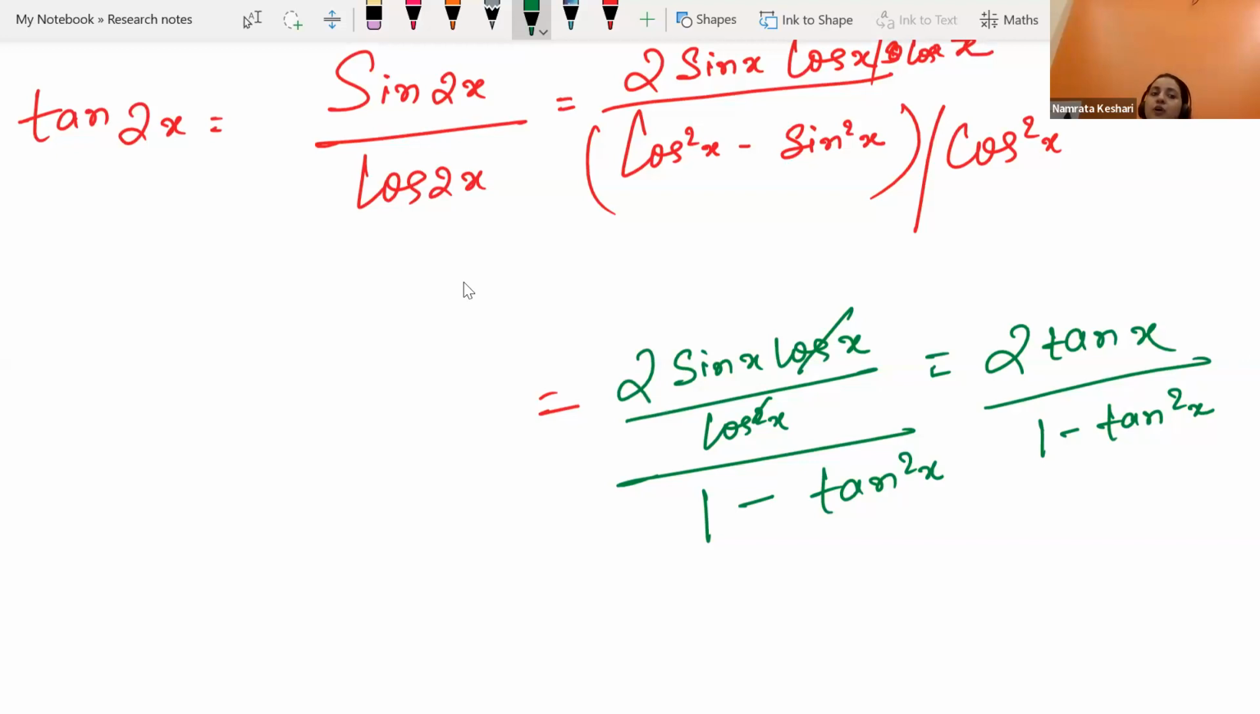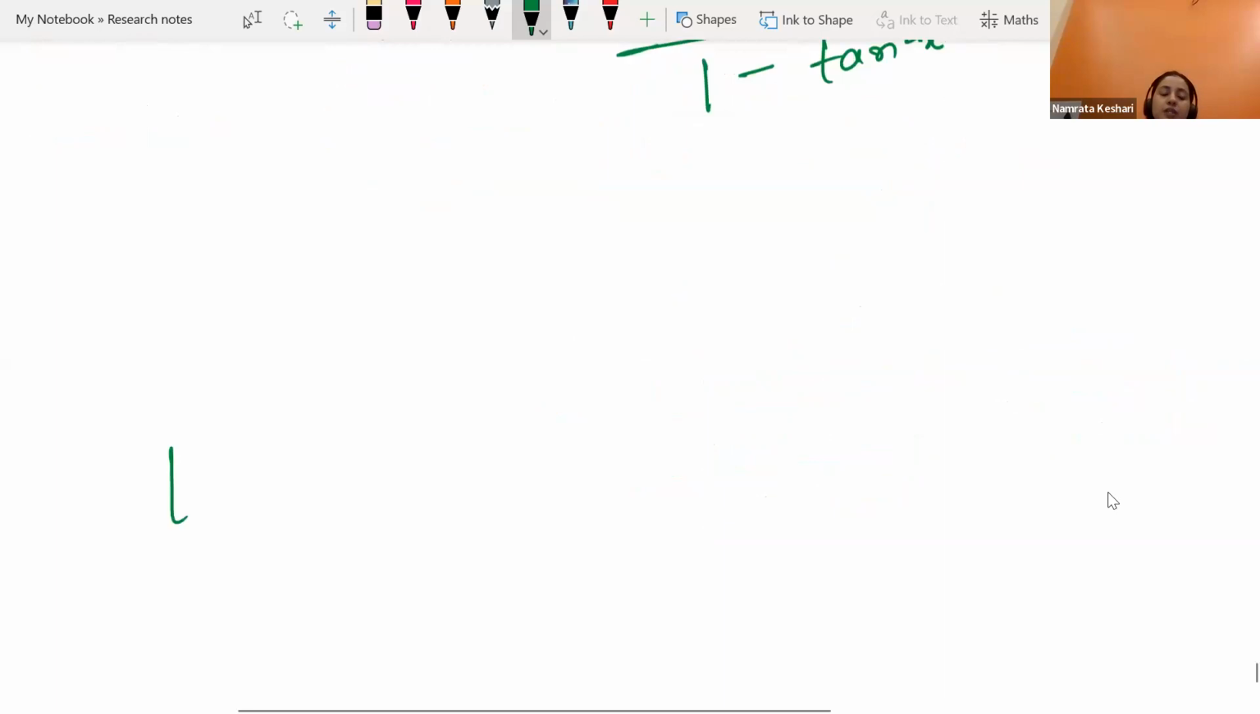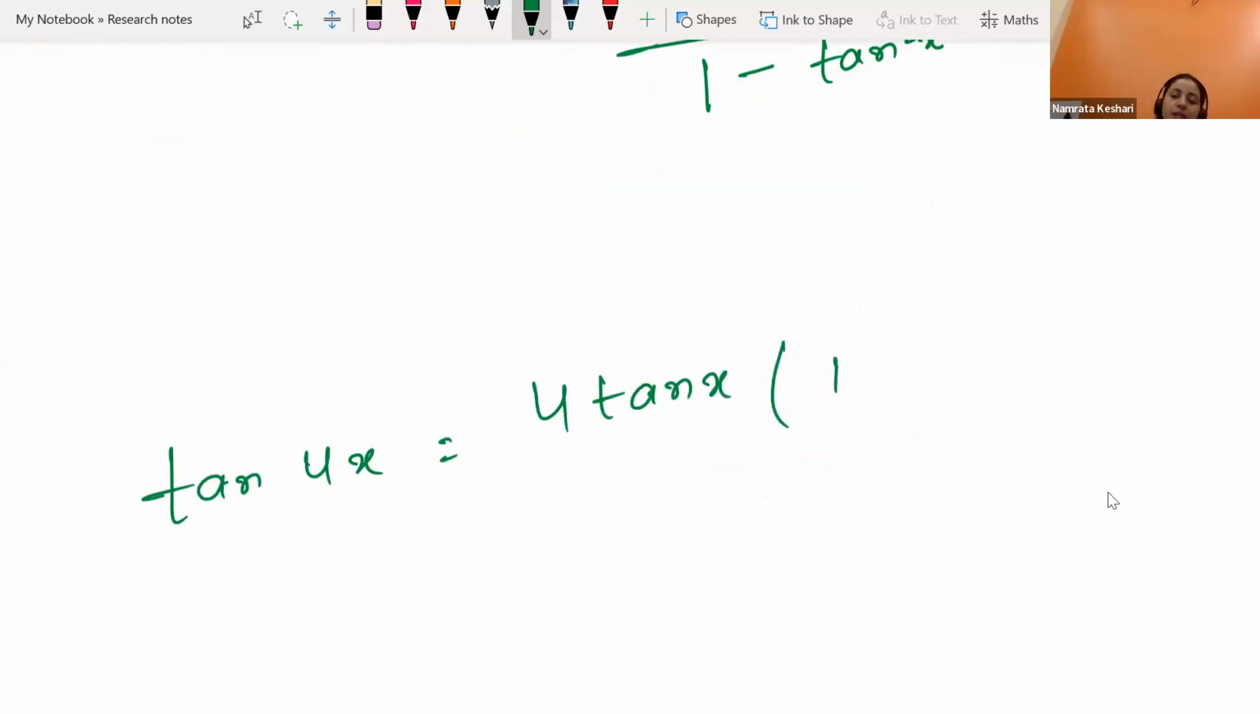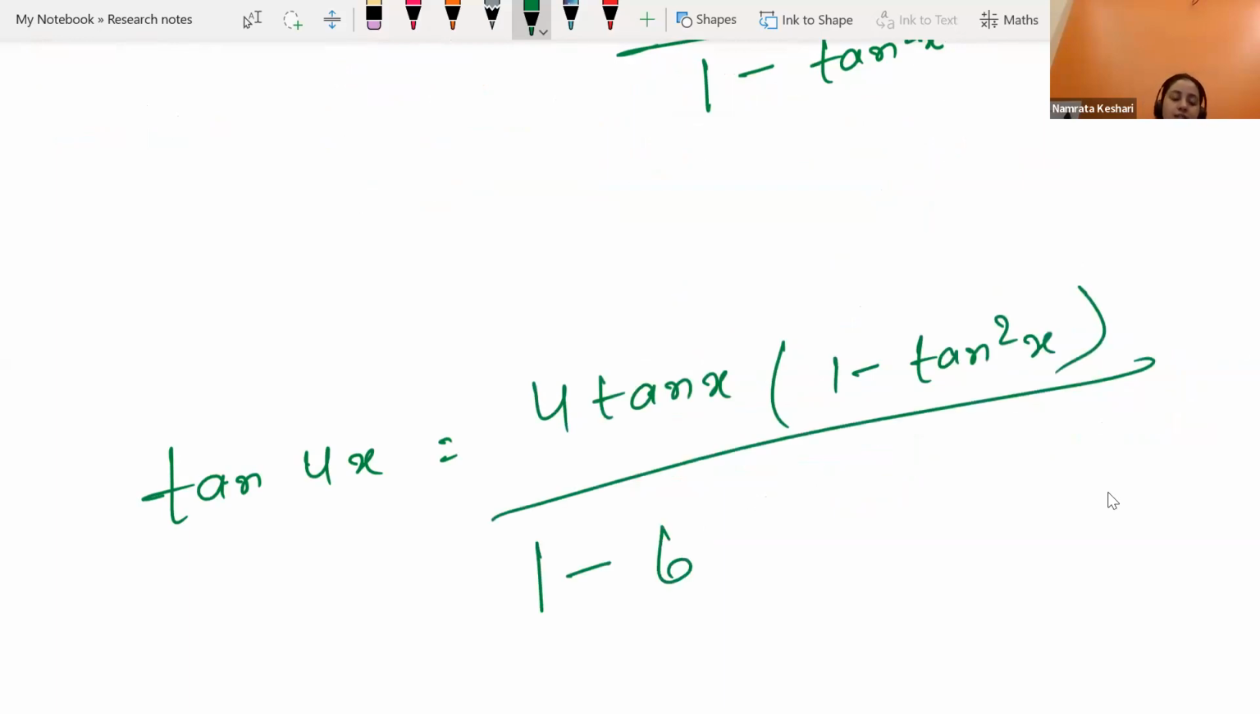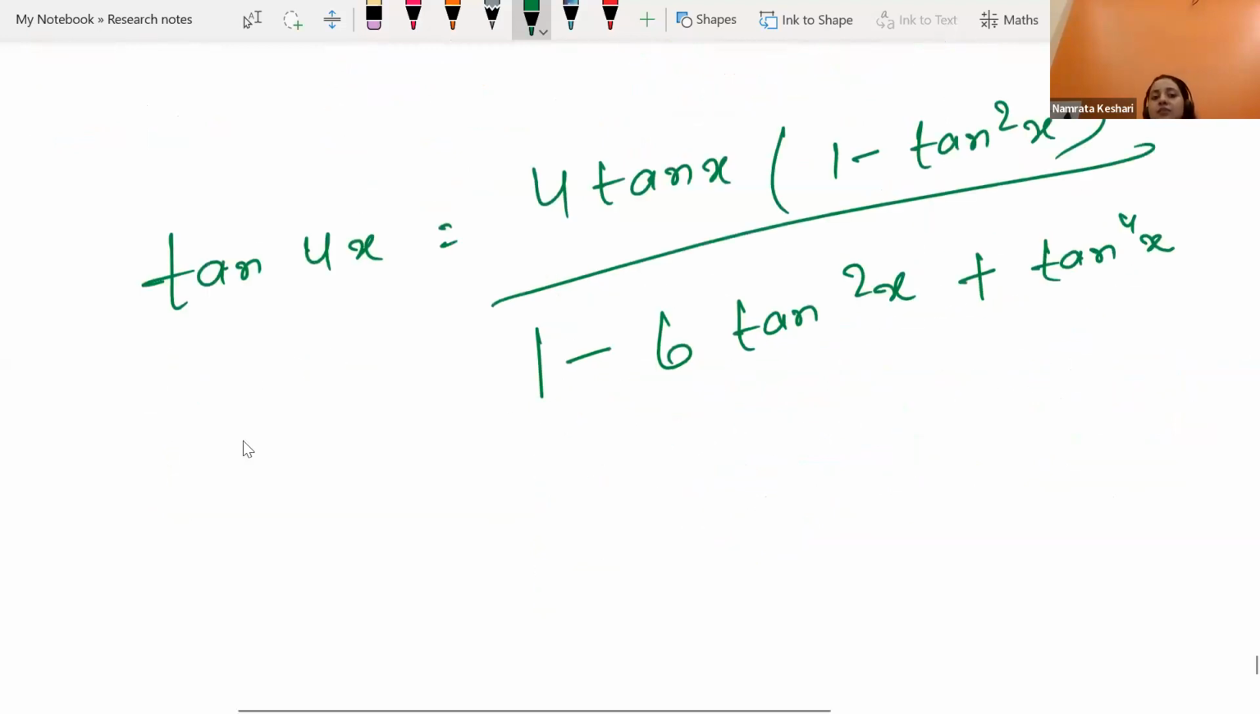So this is the formula we generalize for tan 2x. Now the next question: prove that tan 4x is equal to 4 tan x times (1 minus tan square x) over 1 minus 6 tan square x plus tan to the power 4 x. Let's try doing it. We will work on the left side and use the formula.